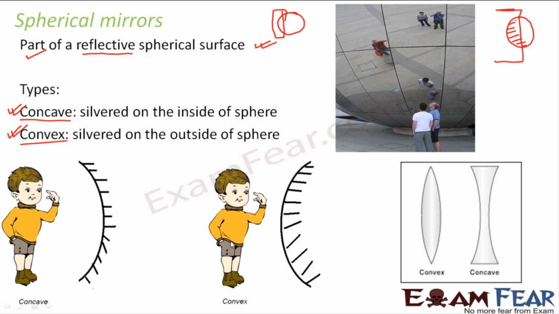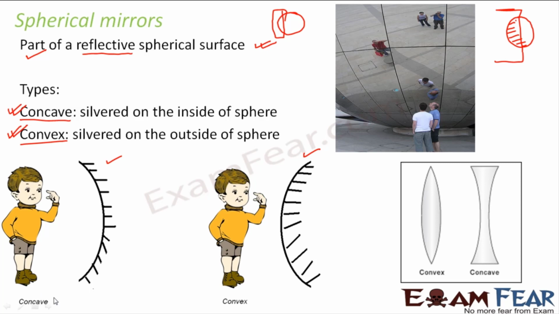There are two types of spherical mirrors, concave and convex. A concave mirror is silvered on the inside of the sphere. A convex mirror is silvered on the outside of the sphere, right? So it is very important to remember which is a concave mirror and which is a convex mirror. Please do not get confused with this.